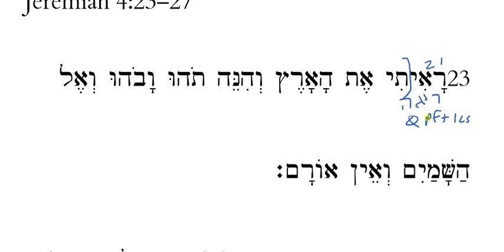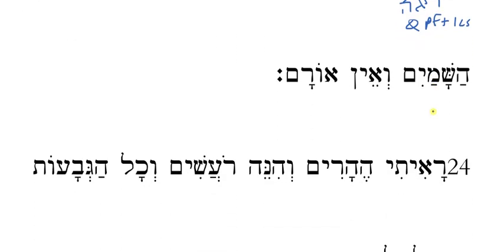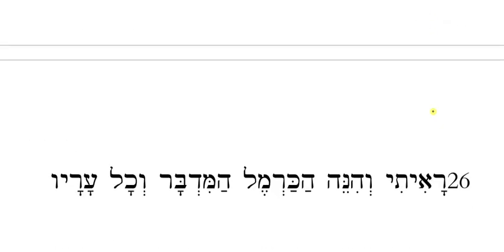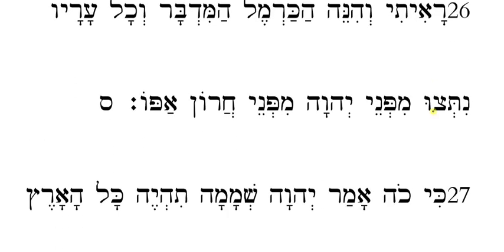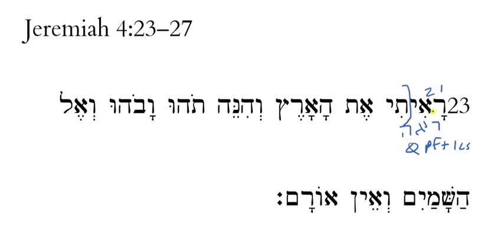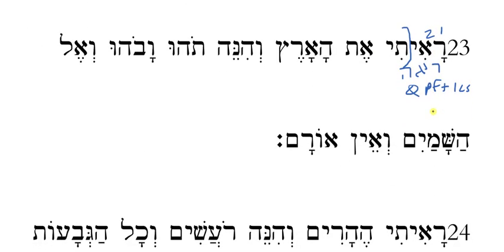I saw. What's interesting about this passage is that each of the verses we're going to look at, they all begin the same way with ra'ithi. Verse 24, ra'ithi. Verse 25, ra'ithi. And then verse 26, ra'ithi. So we see that this happens 4 times. This is a repetitive kind of prophetic statement.